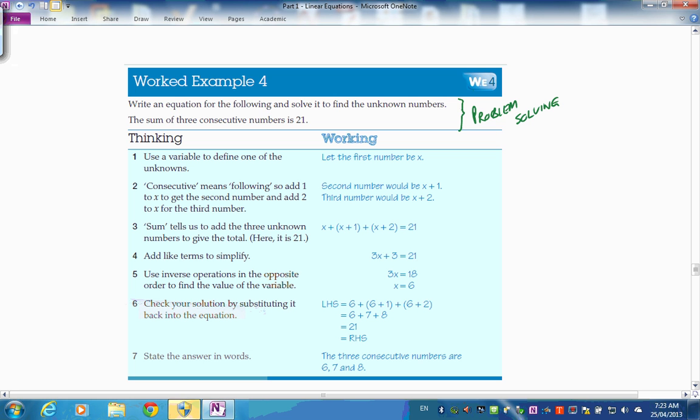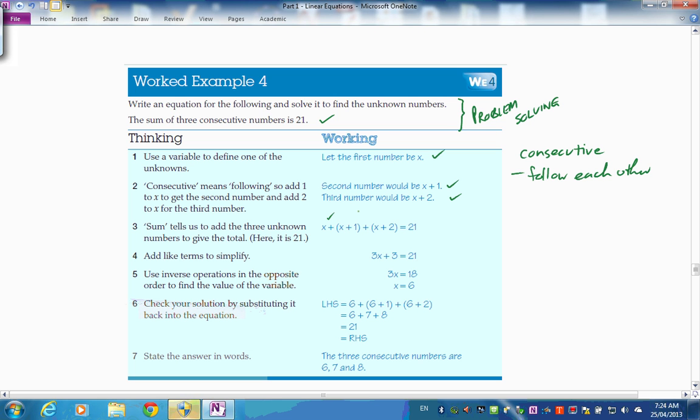So here we are. The sum of 3 consecutive numbers is 21. What is the number? What are the numbers? So let the first number be x. Consecutive. Do you know what that means? Consecutive means one after the other. Follow each other. No gaps. So the next one will be x plus 1. The next one will be x plus 2.